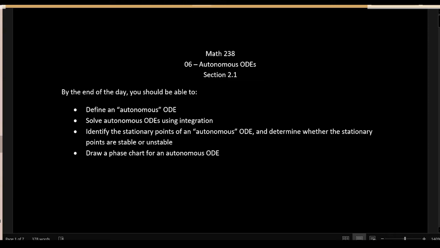Welcome back. Today we're going to talk about another type of ODE, which is called an autonomous ODE.